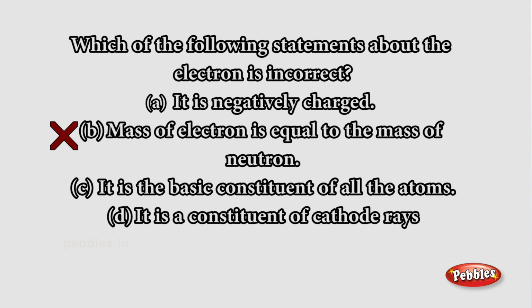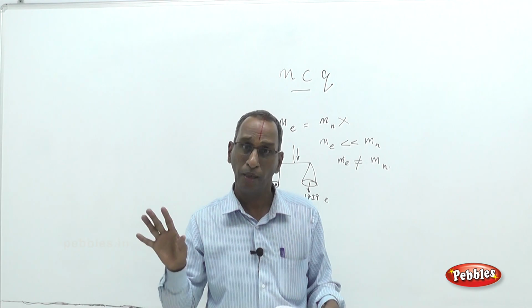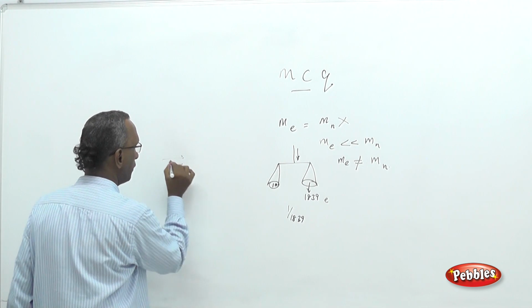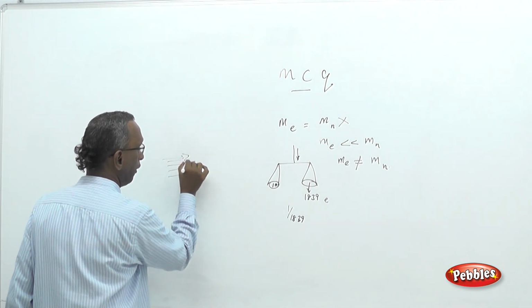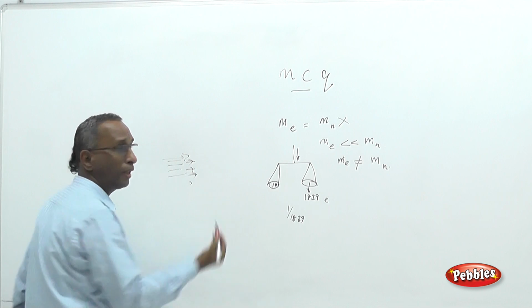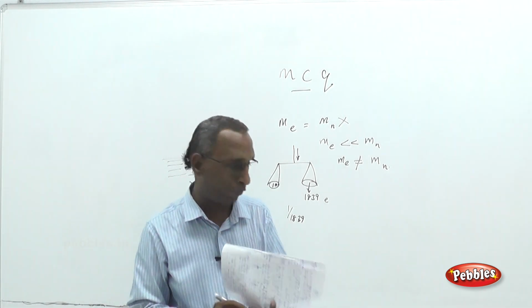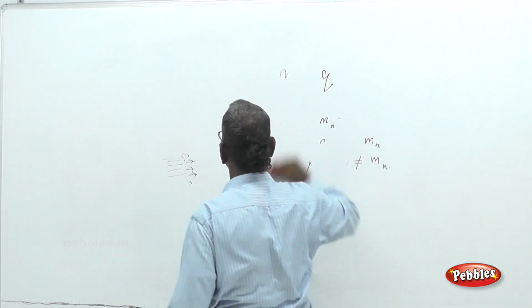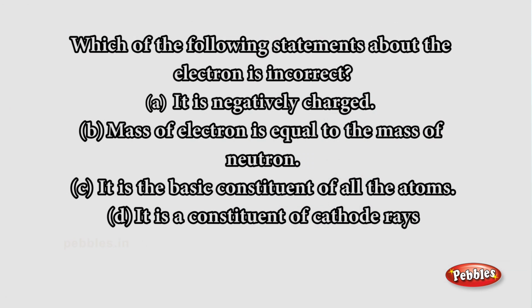For comparison, let us read and check the third and fourth statements. The third statement C reads that it is the basic constituent of all atoms. Any atom consists of the subatomic particle electron, so correct. Fourth statement: it is a constituent of cathode rays. Cathode rays are made up of negatively charged particles travelling in the form of rays. So A, C, D are correct. The incorrect statement is B. That is to be noted.